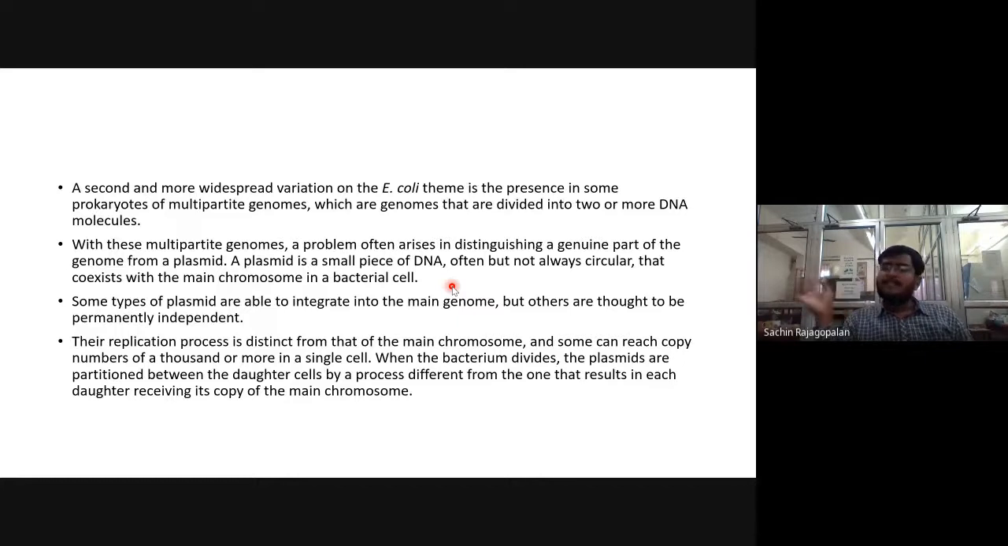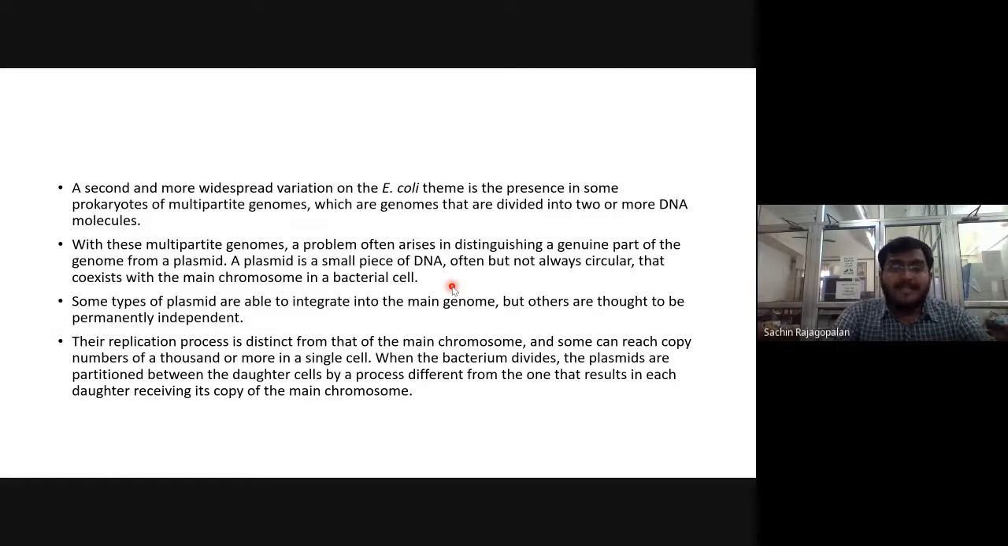Okay, mostly plasmid is circular, but a multipartite genome could also have linear molecules. It's not necessary that they have to be circular. Please understand that plasmids can be lost eventually. A bacteria can lose its plasmid, but a multipartite genome cannot be lost. The multipartite genome contains essential genes which are required for the survival of the organism. If you lose those genes, this organism will not be able to survive.